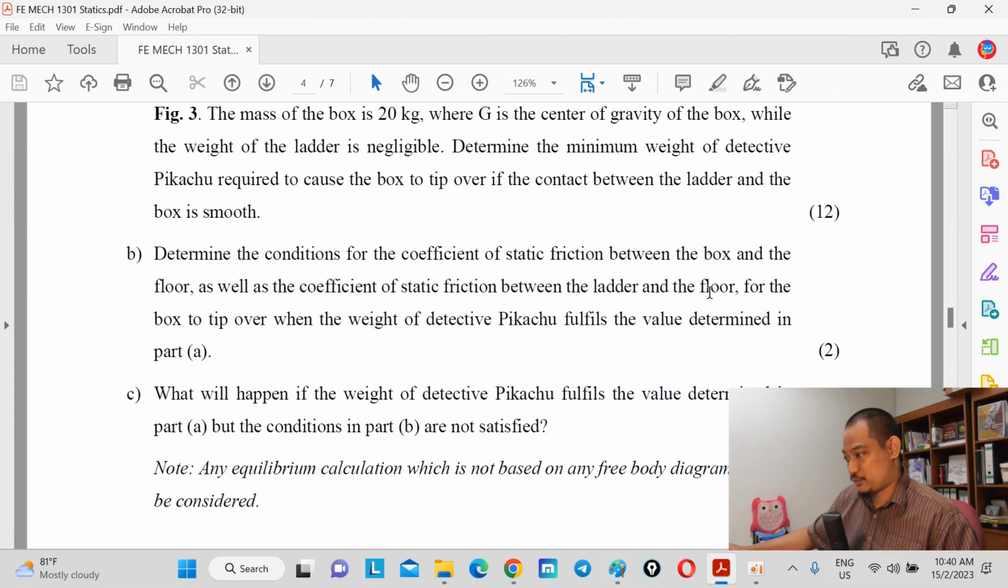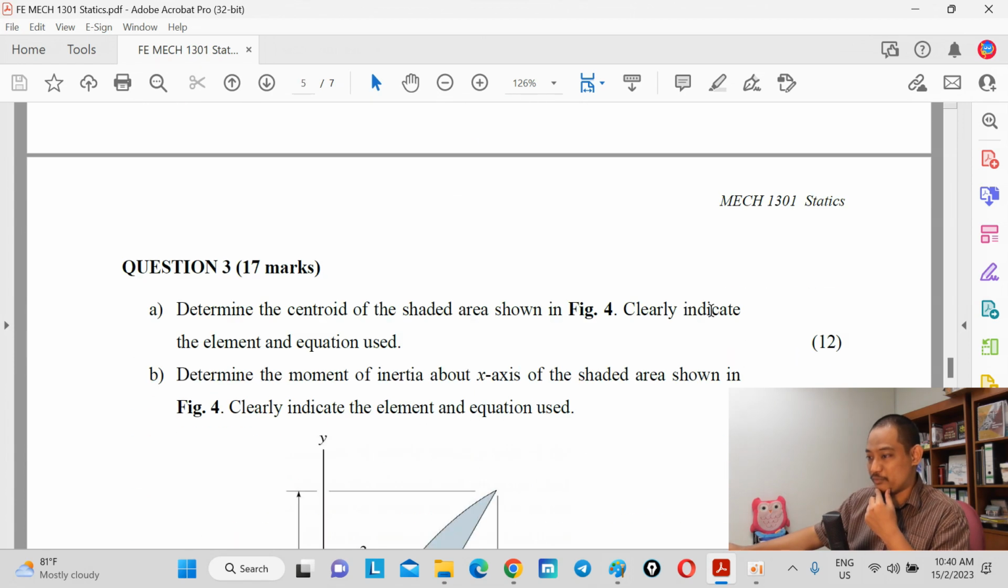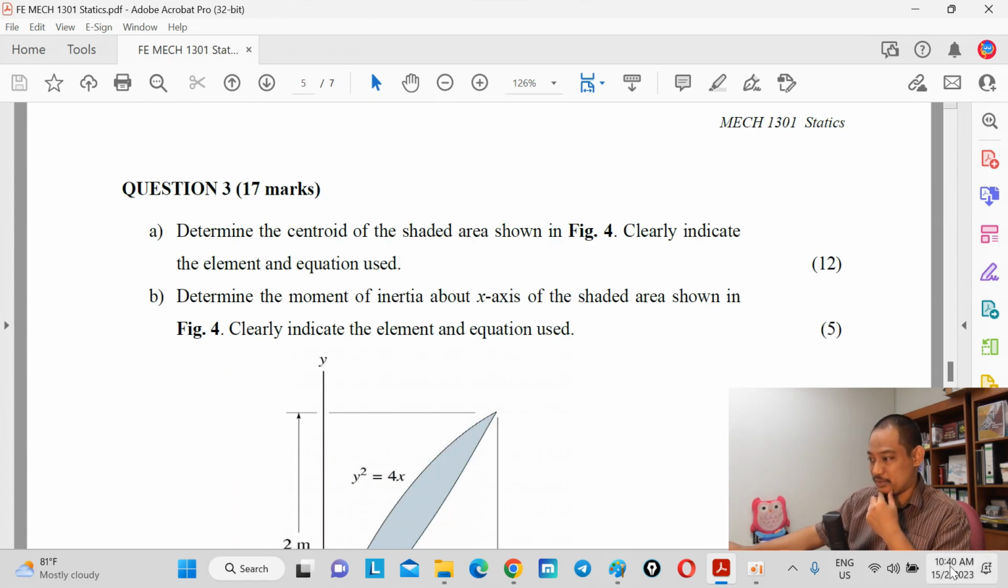All right, so that's question number 2. We are moving to question number 3. So we have done 1 hour and 40 minutes. We have only 1 hour and 20 minutes left, right? Moving on, question number 3.